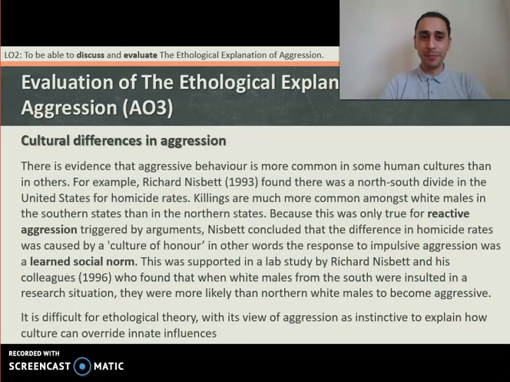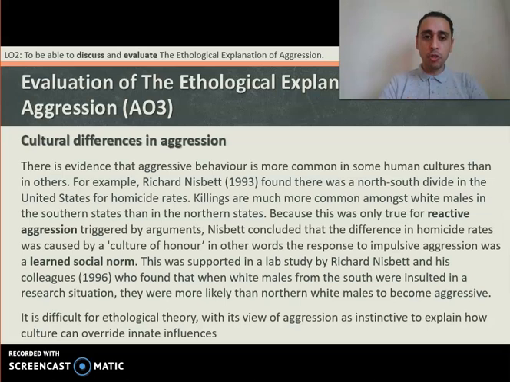Let's have a look at the next point. Cultural differences in aggression. There's variation among different cultures, as with everything. There is evidence that aggressive behavior is more common in some human cultures than in others. For example, Nisbet found there was a north-south divide in the United States for homicide rate, so that's murder. Killings are much more common amongst white males in the southern states than in the northern states.